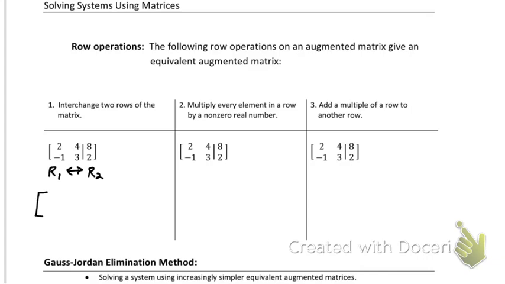So anything that's in our first row is now going to be in our second row. Anything in our second row is going to be in our first row. So the 2 and negative 1 are going to switch places. So I'll have negative 1, 2. The 4 and 3 will switch places. So I have 3 and 4. And the 8 and 2 will switch places. So I'll have 2 and 8.